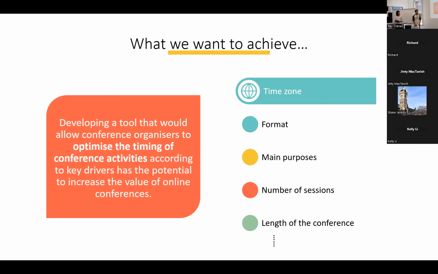But like I said, it's a prototype tool. So Richard is going to show us what we have achieved now and how the tool works.